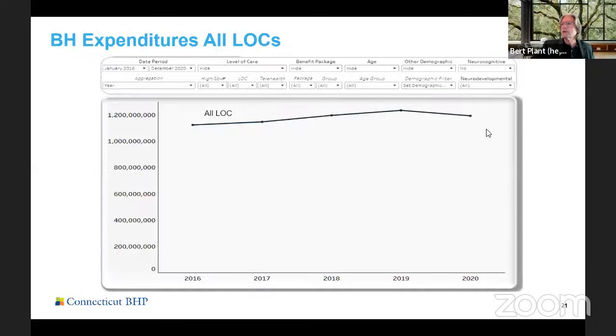Financial reporting, again, we have a dashboard. There are all these filters here. We can look at higher or lower levels of care, telehealth, various age groups, demographic filters, et cetera. But this is just showing for all levels of care. And I think it is, in this case, focused on all. And this is the total expenditure for the year by year.